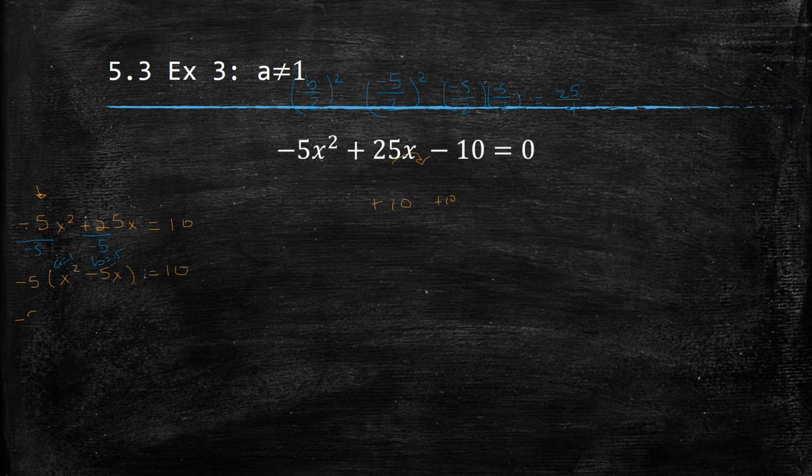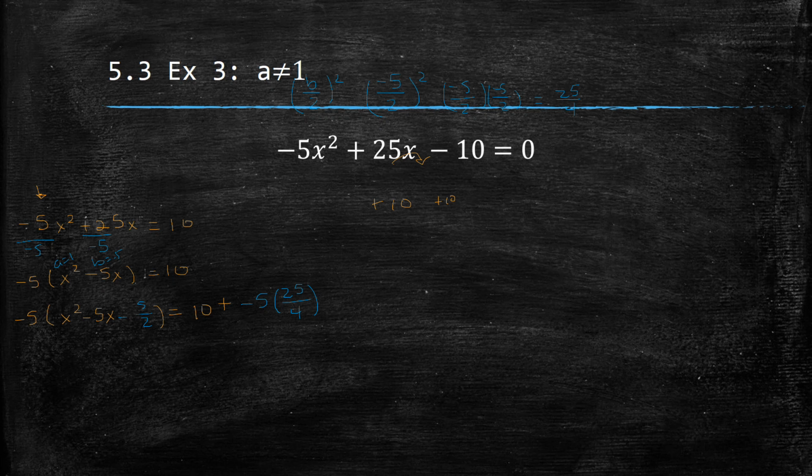So let's go ahead and add it to both sides. Remember, on the left, you're just adding b over 2. Here it's going to be minus 5 over 2. And on the right-hand side, we are going to have to multiply by our value of a. So we actually have negative 5 times 25 over 4.